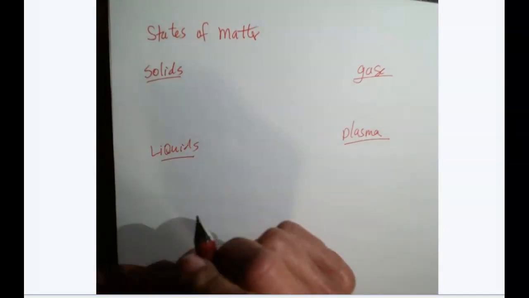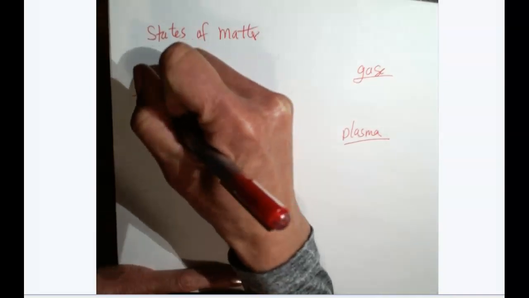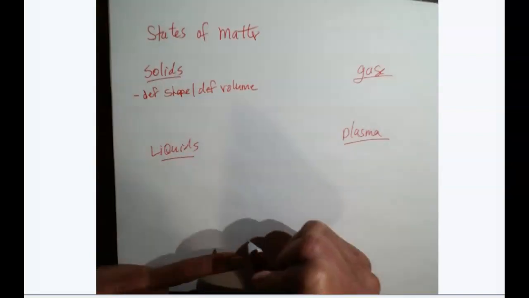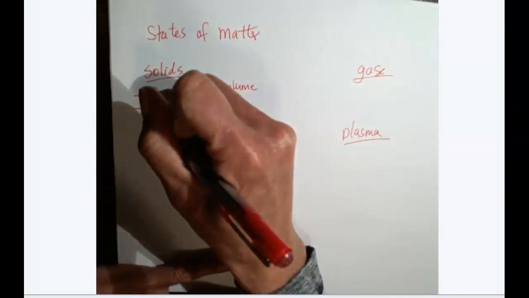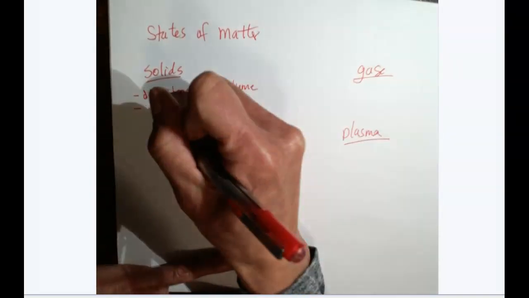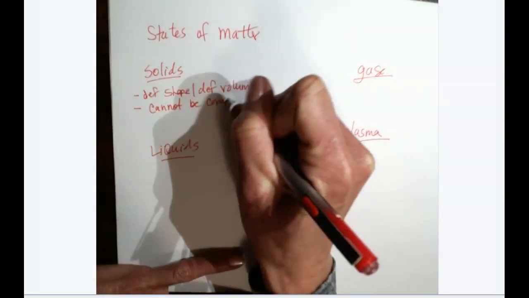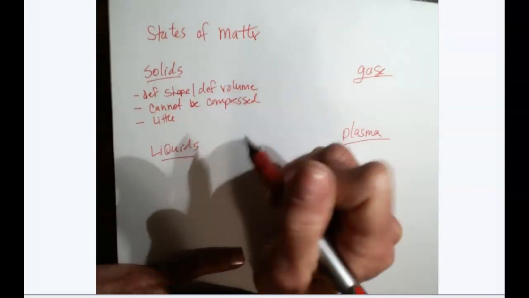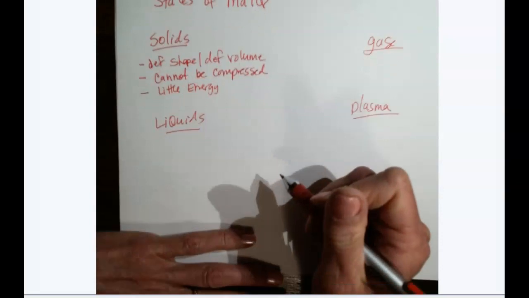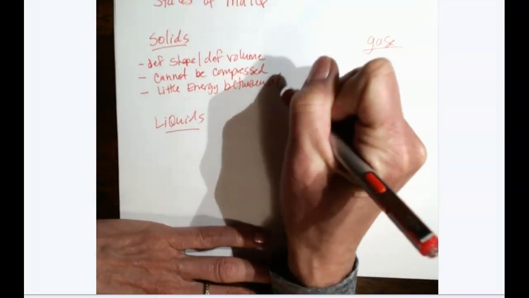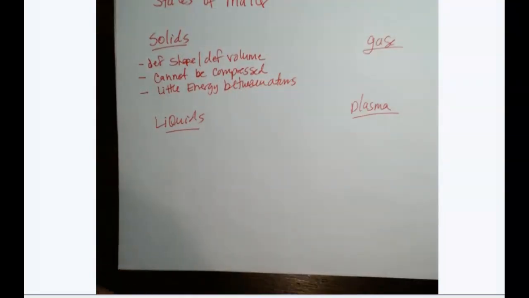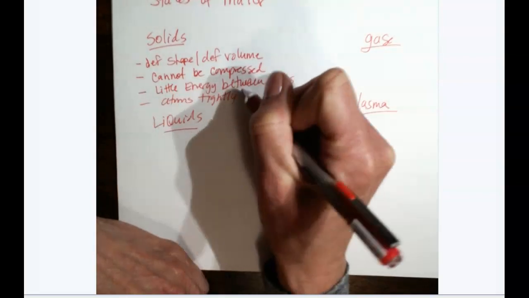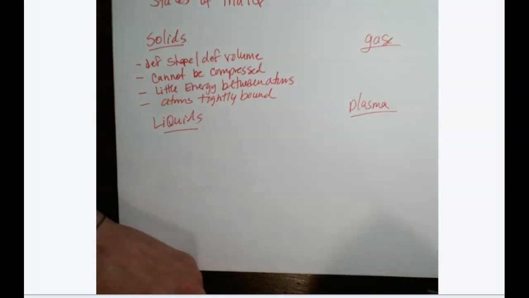So some characteristics of each state of matter. First of all, solids have definite shape and definite volume. They are also incompressible, so they can't be compressed. Very little energy between atoms. You can say the atoms are tightly bound to one another.